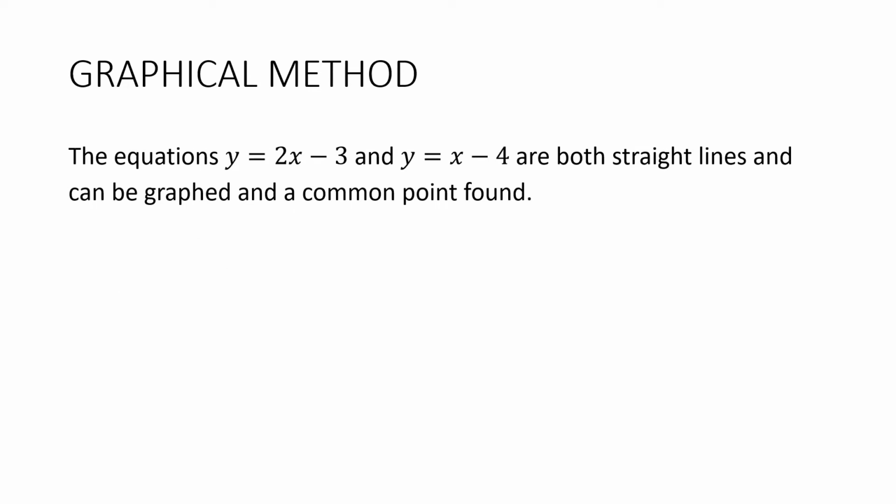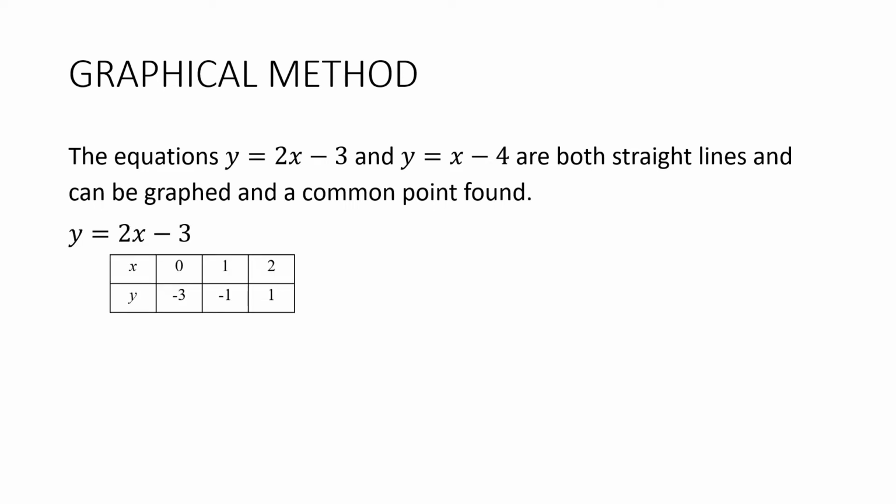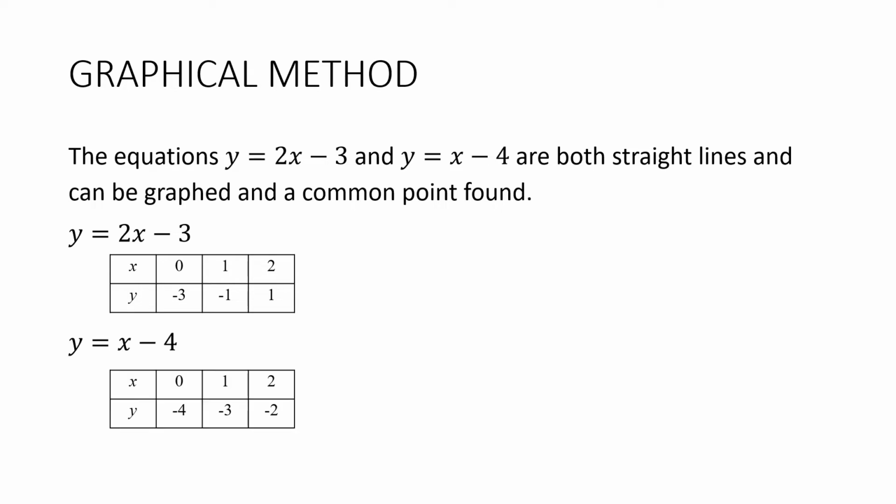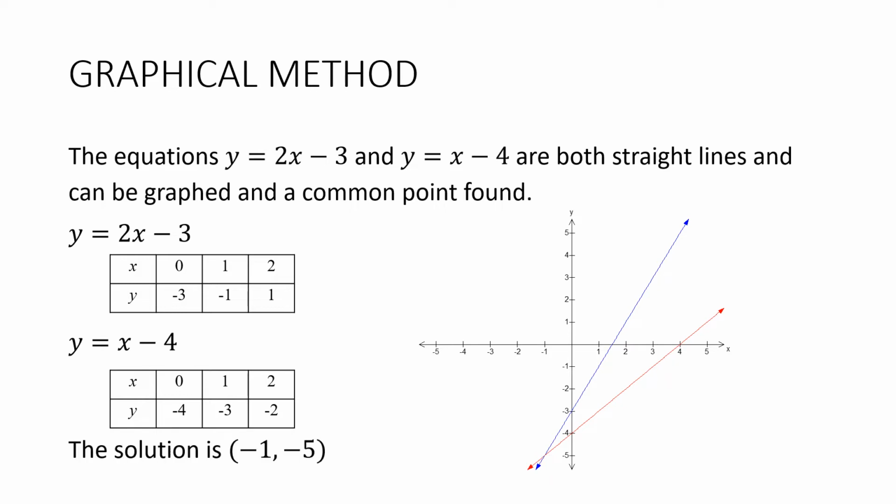The equations y equals 2x minus 3 and y equals x minus 4 are both straight lines. And if we graph them, we can find a common point. Now, just quickly, I'm going to graph them using a table of values. So there's y equals 2x minus 3 and y equals x minus 4, that table of values. I'm plotting the points and drawing them up. We can see that the point of intersection is (-1, -5). And that's actually the solution to the simultaneous equations.